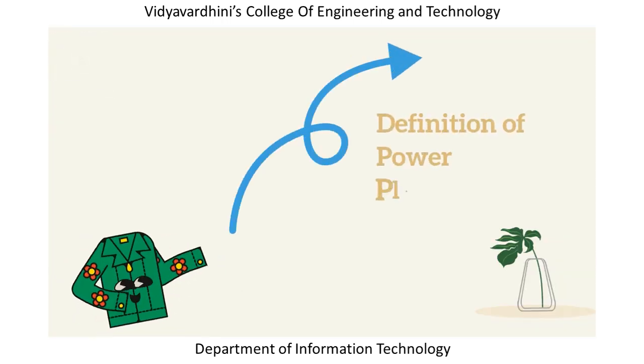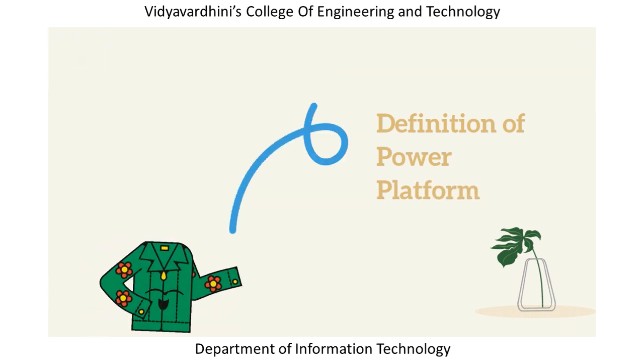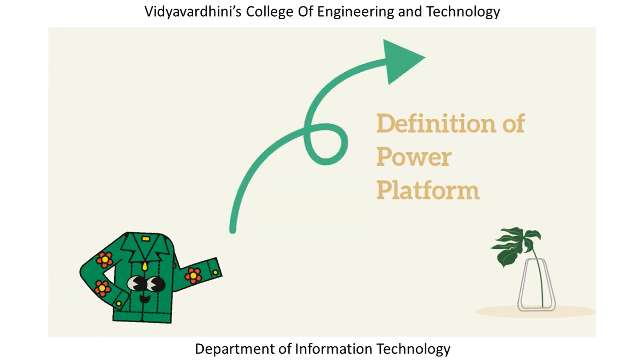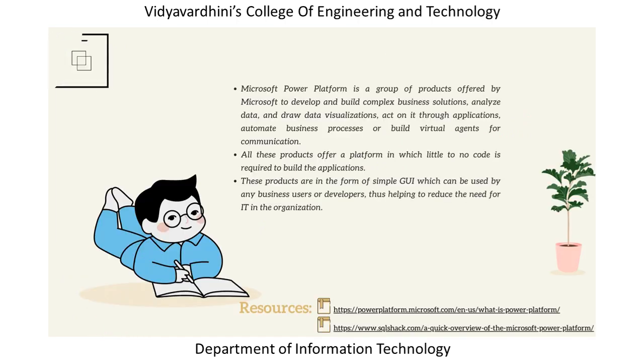Now that we have gone through the core components, it's time to dive into the definition of Microsoft Power Platform. Microsoft Power Platform is a group of products offered by Microsoft to develop and build complex business solutions using Power Apps, analyze data and draw data visualizations using Power BI, act on it through applications, again using Power Apps, automate business processes using Power Automate, or help develop virtual agents for communication using Power Virtual Agents.